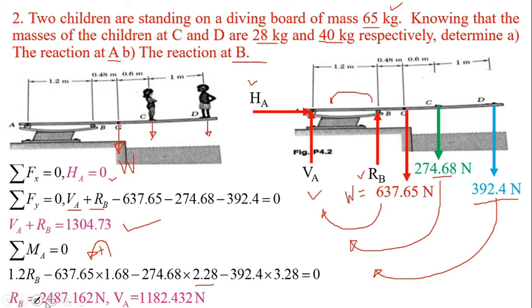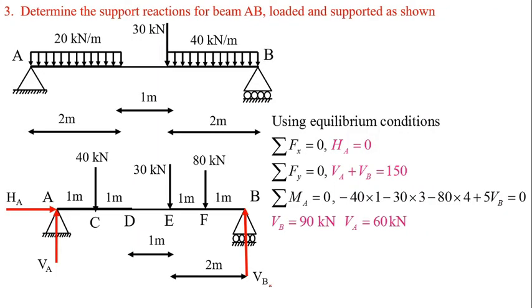Hence, solving this equation, RB is equal to 2487.162 Newton and VA is equal to 1182.432 Newton. So, in this way the two reactions can be obtained, and all the three reactions are now known. HA is 0, RB is 2487.162 Newton and VA is equal to 1182.432 Newton. Thus the reactions can be obtained using the conditions of equilibrium.